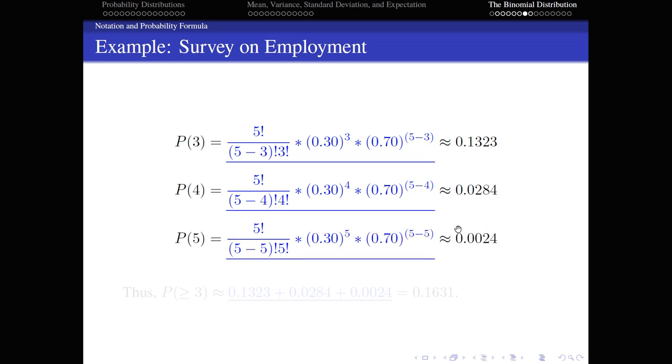Note that our probabilities are getting pretty slim, but the overall probability of getting 3 or 4 or 5 means that we add the probability of 3, probability of 4, probability of 5 together. The probability of at least 3 is about 16% in this survey.